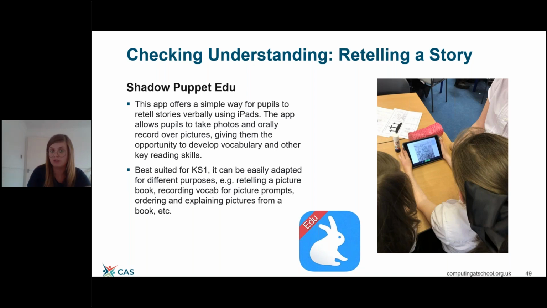I'd ask them to sequence them in the right order, and then I'd ask them to use Shadow Puppets Edu to take a picture of each picture and then verbally explain what was going on, just to check that they could actually piece together a story in the right order and retell what's happened. Okay, so it's a really nice one.